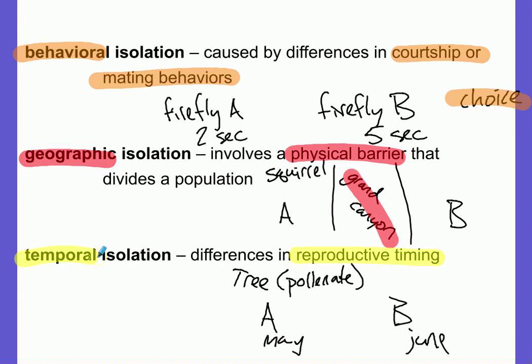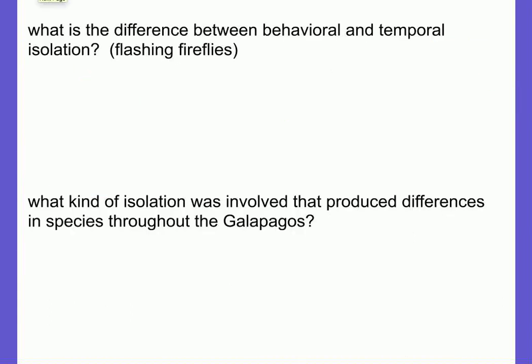So again, I could make the Firefly example a temporal isolation. That's what makes it confusing. So understand the difference. If they're reproducing at the same time, but attracted to different things, then it's behavioral. If they are not reproducing at the same time, then it would be temporal. And when those trees pollinate, that's not necessarily a choice, right? That's just when they do what they do, right? Otherwise, again, difference between behavioral and temporal isolation.